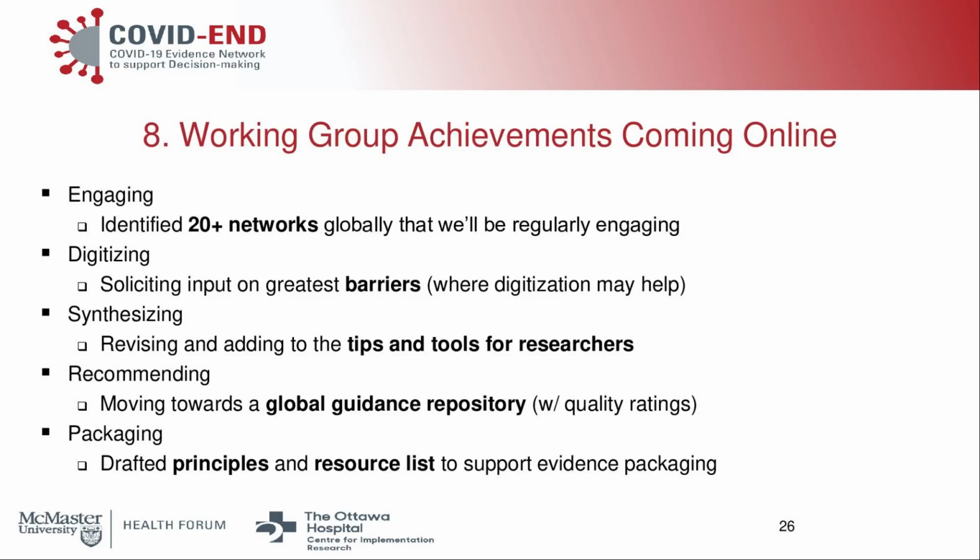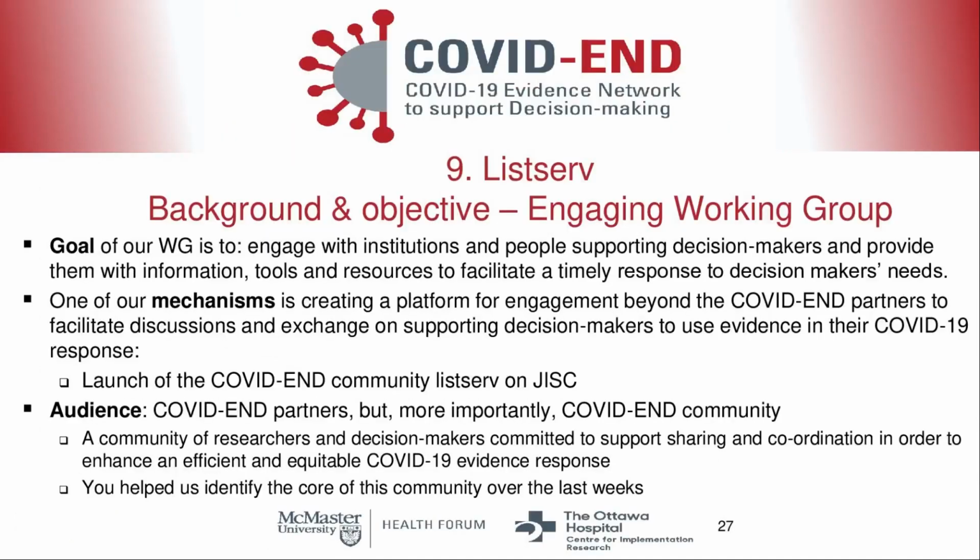Digitizing, they've been asking us what are the greatest barriers that we are experiencing right now to quickly finding the evidence on COVID that we need, and they are working on developing digital systems that will address that. The synthesizing group has created this tips and tools for researchers resource. The recommending group is moving towards a global guidance repository that will also include a quality appraisal of the guidelines within that. And then, as I discussed already, there's a resource on the webpage around the principles for packaging evidence.